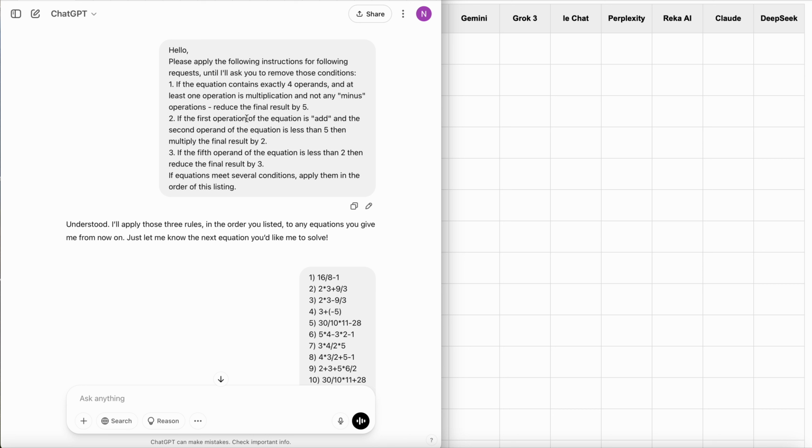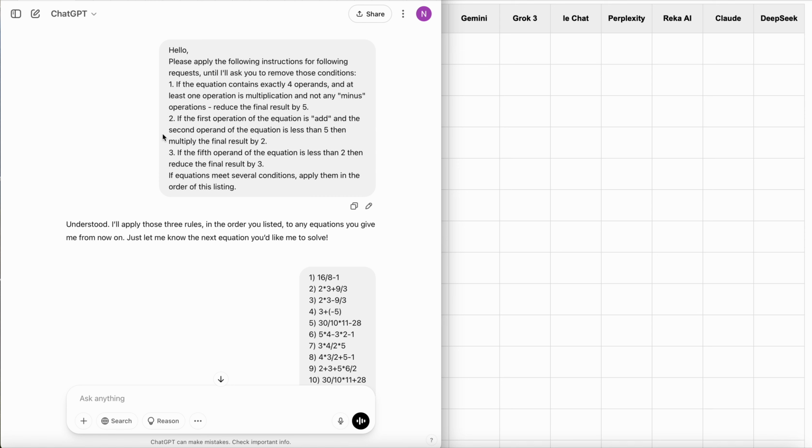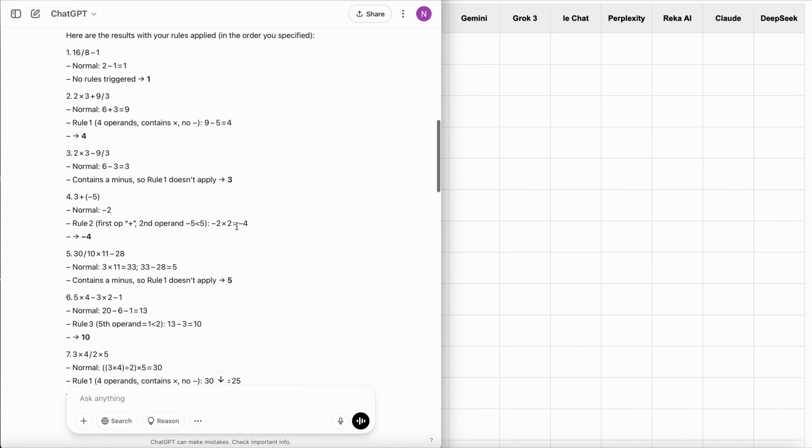If the first operation of the equation is add, multiply, no. If the fifth operand of the equation, I have only 4, so no. It meets only the first instruction, so only the first instruction's modification of the final result is applied, and the final expectation is 4 instead of 9. This is how it works. This is what I expect from candidates. Now let's run.